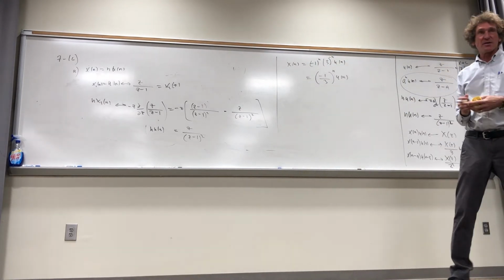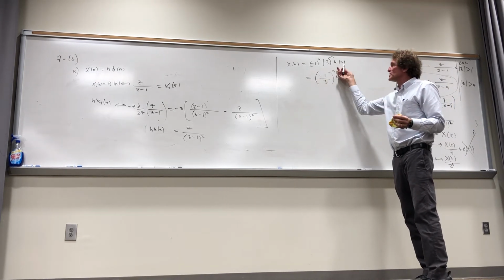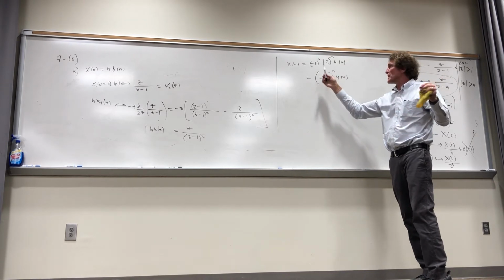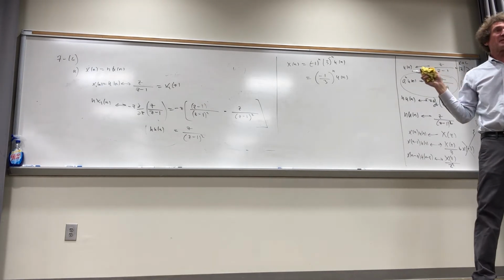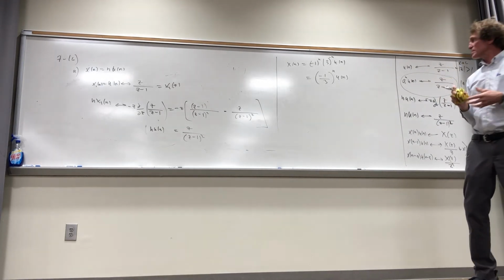Here's what people try doing. They make it real hard. They're going to say I have something a to the n times u of n. I get the transform of that, and then I use the property of x of n times a to the n gives me another transform. Don't do that. Just lump it together into a single constant. Understand, everybody?